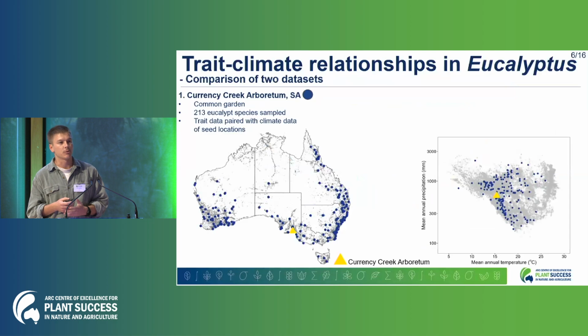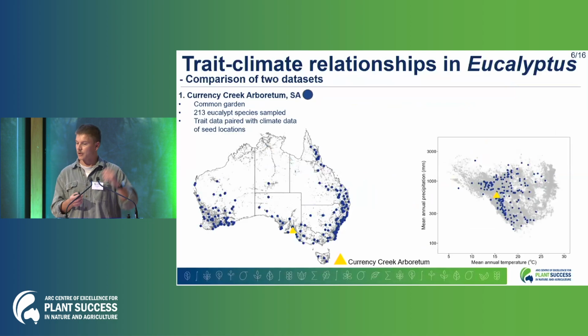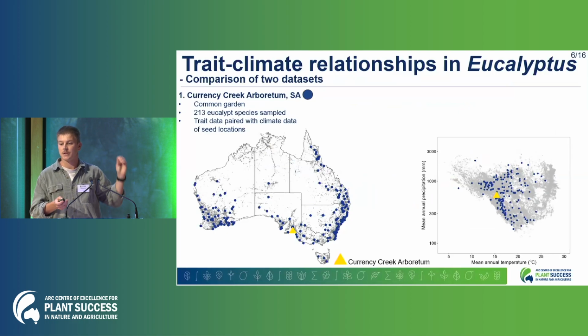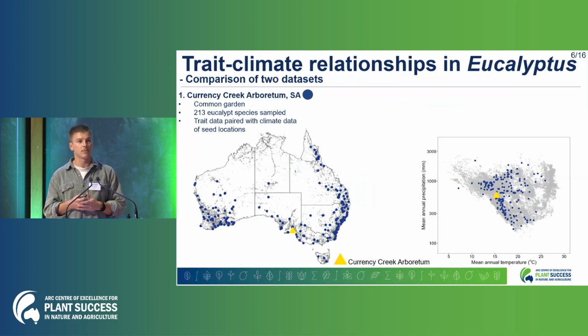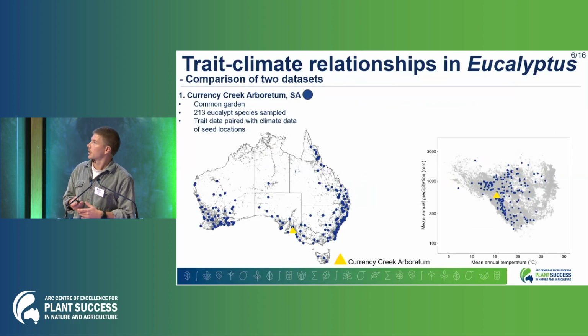So we set out to explore these questions in eucalyptus using two different data sets. The first was at Currency Creek Arboretum in South Australia, which is a common garden, and here we sampled 213 species of eucalypt for a range of different traits, and then we paired those trait data with the climate data of where those seeds were sourced from. You can see those in blue geographically, as well as in the climate space, against temperature on the x-axis and precipitation on the y-axis.